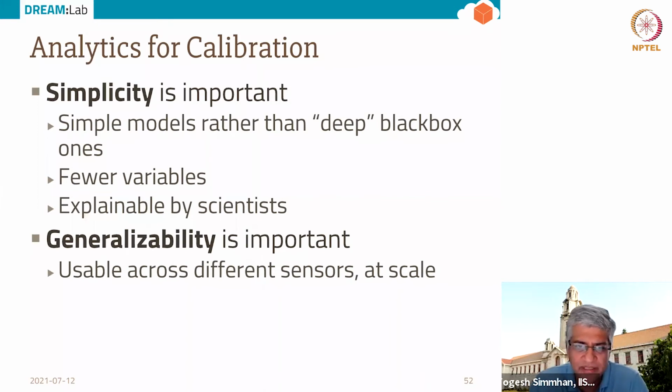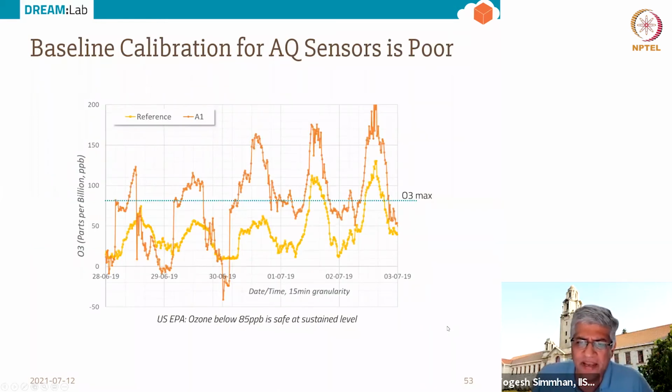And it has to be simple as well, and it has to be generalizable across time. It has to be generalizable across sensors, across seasons, ambient conditions, and so on. And this generalizability, as we'll see, is really the more challenging part as we go along. But how do these calibration models behave for our own Indian conditions?